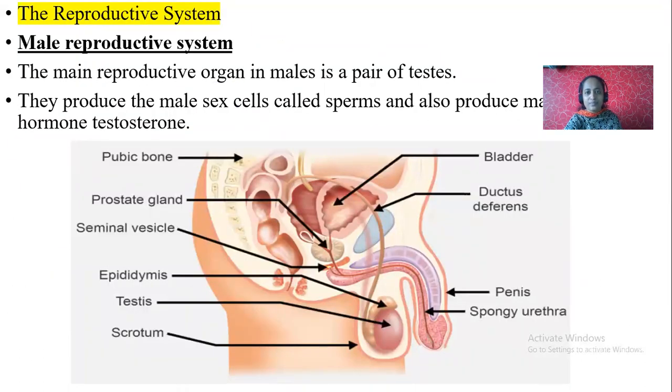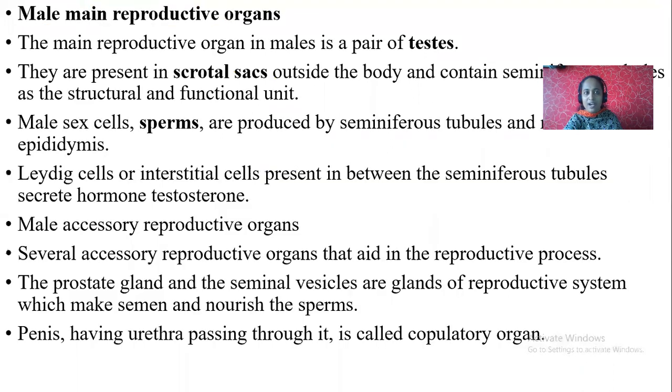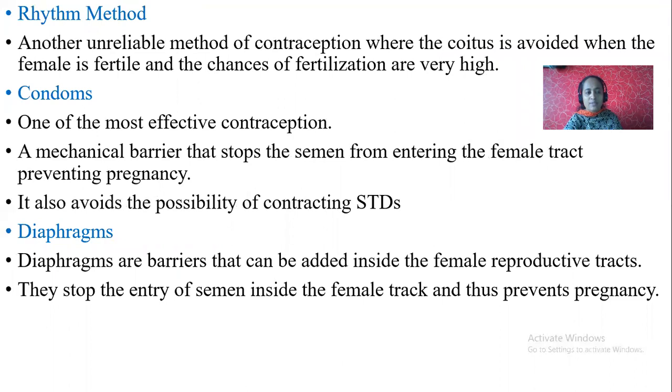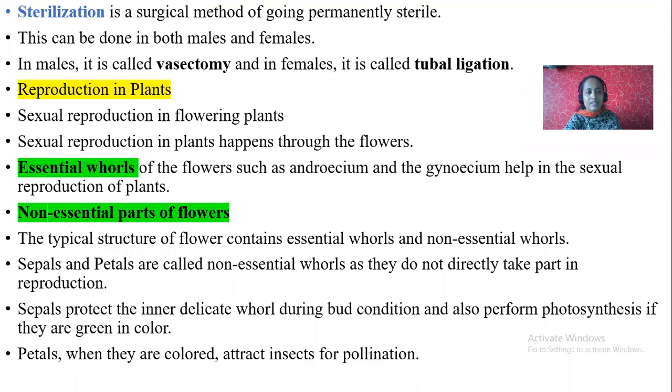Okay, so in part 2 we learned about the male reproductive system and female reproductive system, a few contraceptive methods, and about sterilization, right? So in today's class we are going to learn about reproduction in plants. Last class we learned about reproduction in humans. In today's class we are going to learn reproduction in plants.